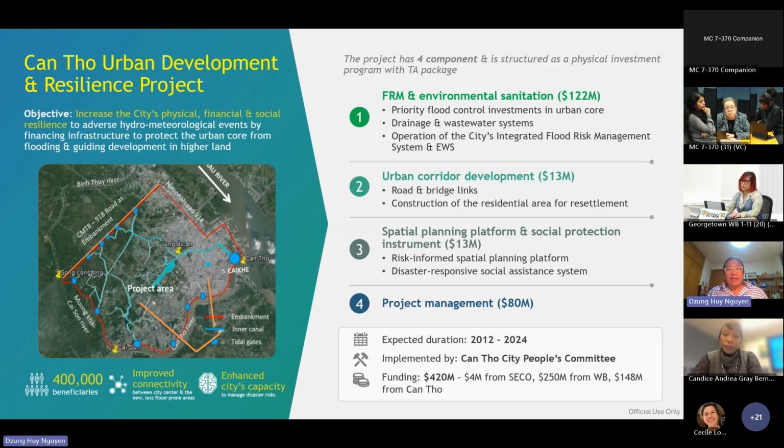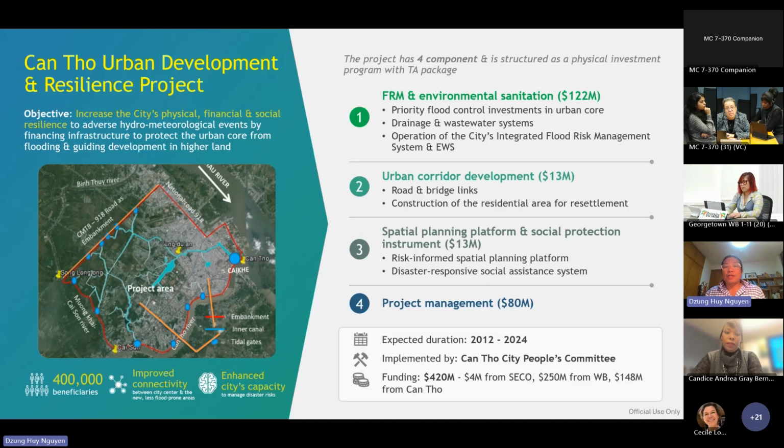Let's quickly go through the project design. The total project envelope is about 300 million US dollars. Again, this is the first ever generation of project like this in Vietnam for a single city, because usually we have multiple provinces or cities in one project, and each city has a very small and fragmented intervention. But this time the city is the first of its generation.